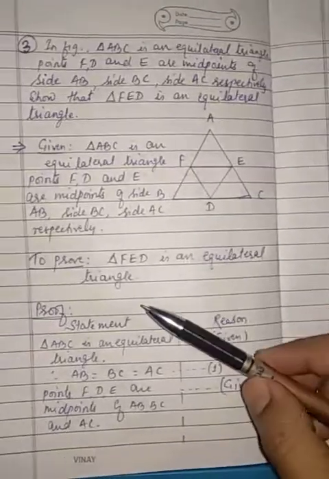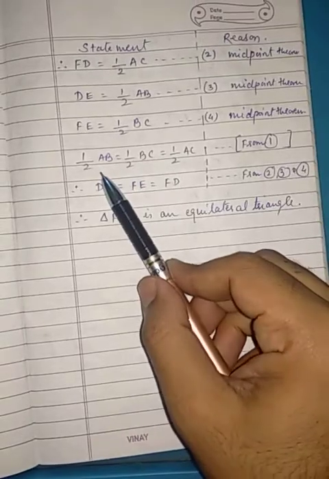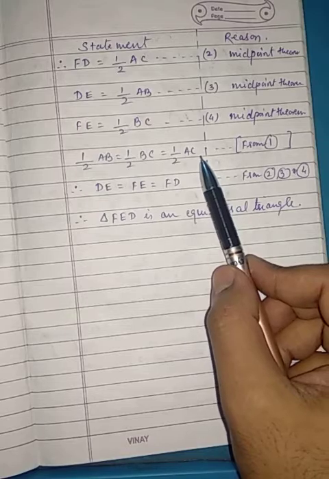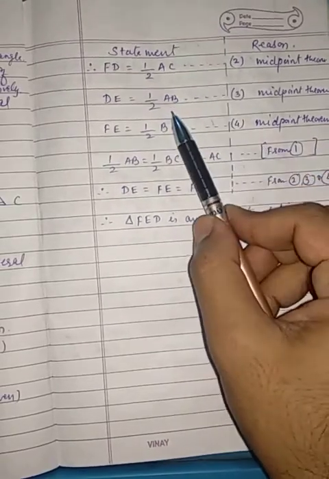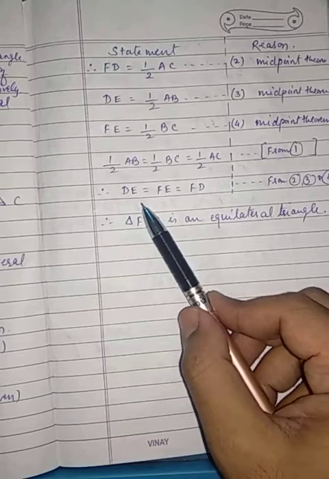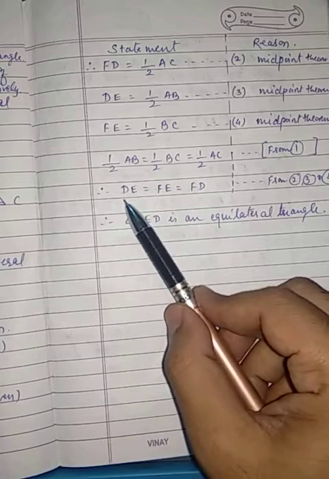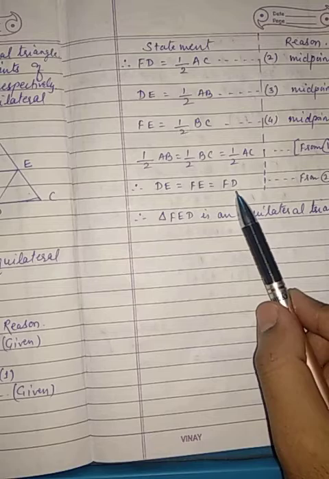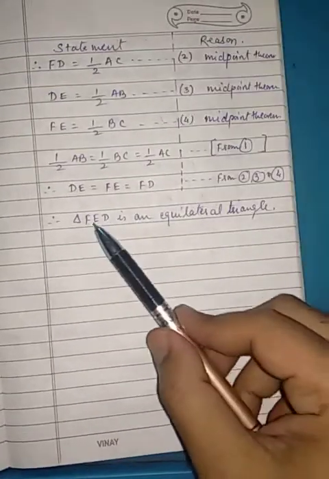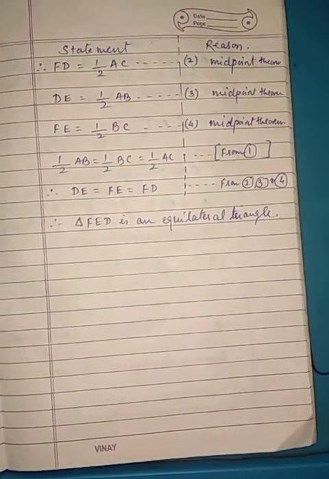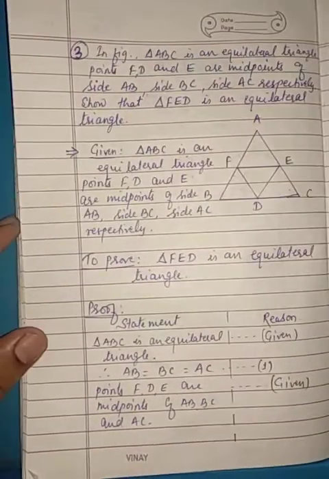So from 1, if AB, BC and AC are equal, we can write that half of AB, half of BC and half of AC are also equal, multiplying throughout by half. Now you have written that half of AB is ED, so just replace it. Half of BC is FE, half of AC is FD. So from 2, 3 and 4, all three sides of triangle FED are equal. If all three sides are equal, triangle FED is an equilateral triangle, hence proved. Is it clear? So you can see this sum once again.